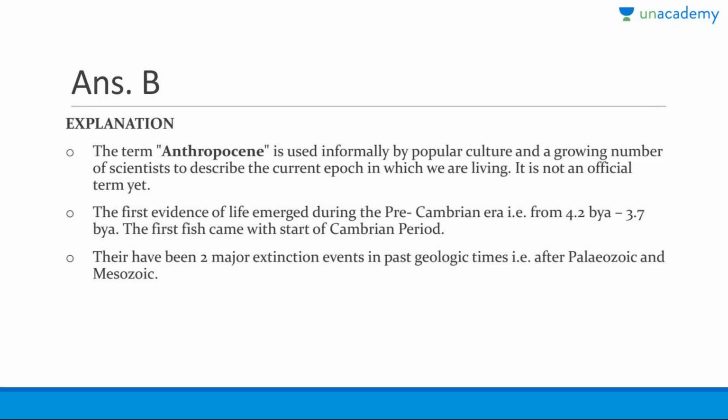So Anthropocene is not an official term. The first evidence of life emerged during the pre-Cambrian era, that is from 4.2 billion years ago to 3.7 billion years ago. The first fish came with the start of the Cambrian period. There have been two major extinctions, in the Paleozoic and Mesozoic.